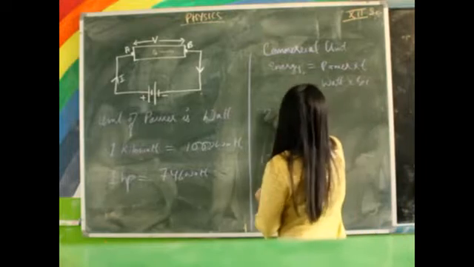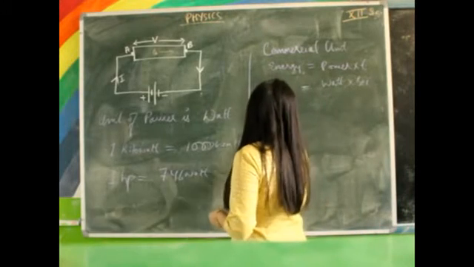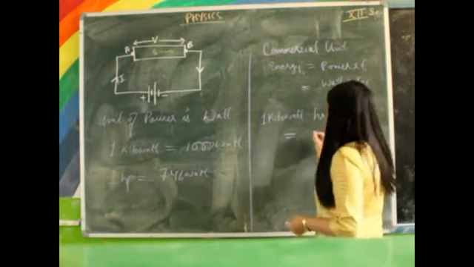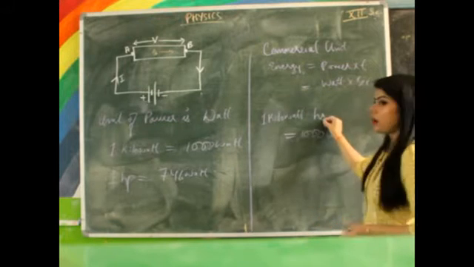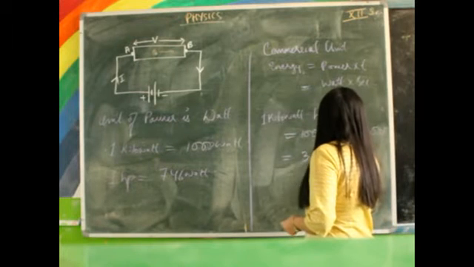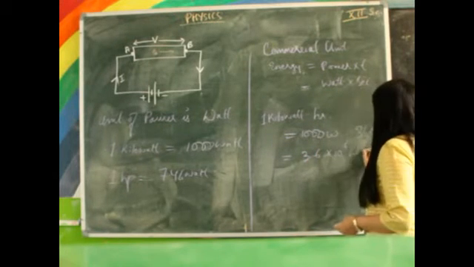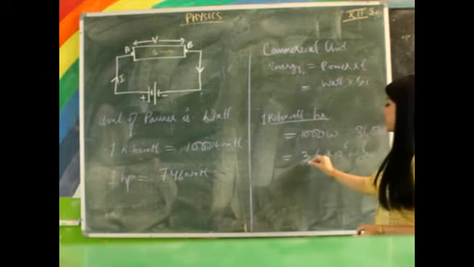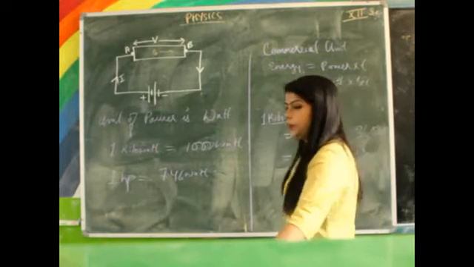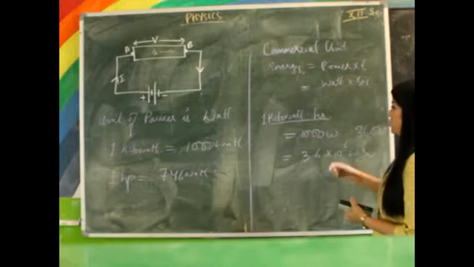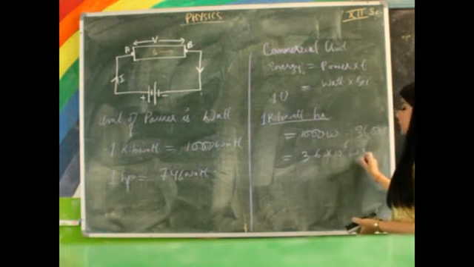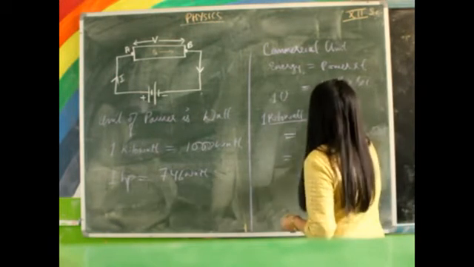So, one kilowatt into hour is equal to, in 1 kilowatt, how many watts are there? It is 1000 watts. And in 1 hour, how many seconds are there? 3600 seconds. So in 1 kilowatt hour, it is 3.6 into 10 to the power 6 watt into second. These relations are required for conversions. So 1 unit is equal to 1 kilowatt hour, which is equal to 3.6 into 10 to the power 6 watt second. This is the commercial unit.